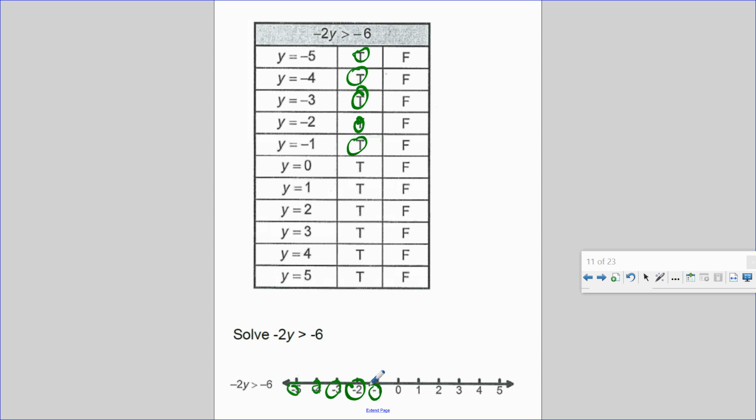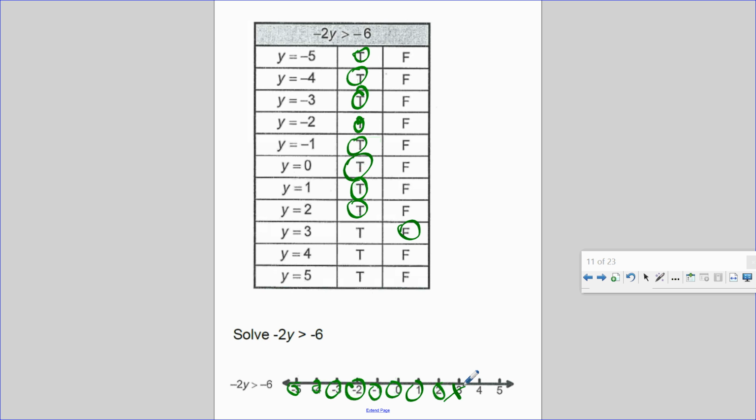-2 times -1 is 2. It's greater. -2 times 0 is 0. It's greater. -2 times 1 is -2. Greater. -2 times 2 is -4. It's greater. -2 times 3 is -6. Is -6 greater than -6? No. False. Scratch out 3.